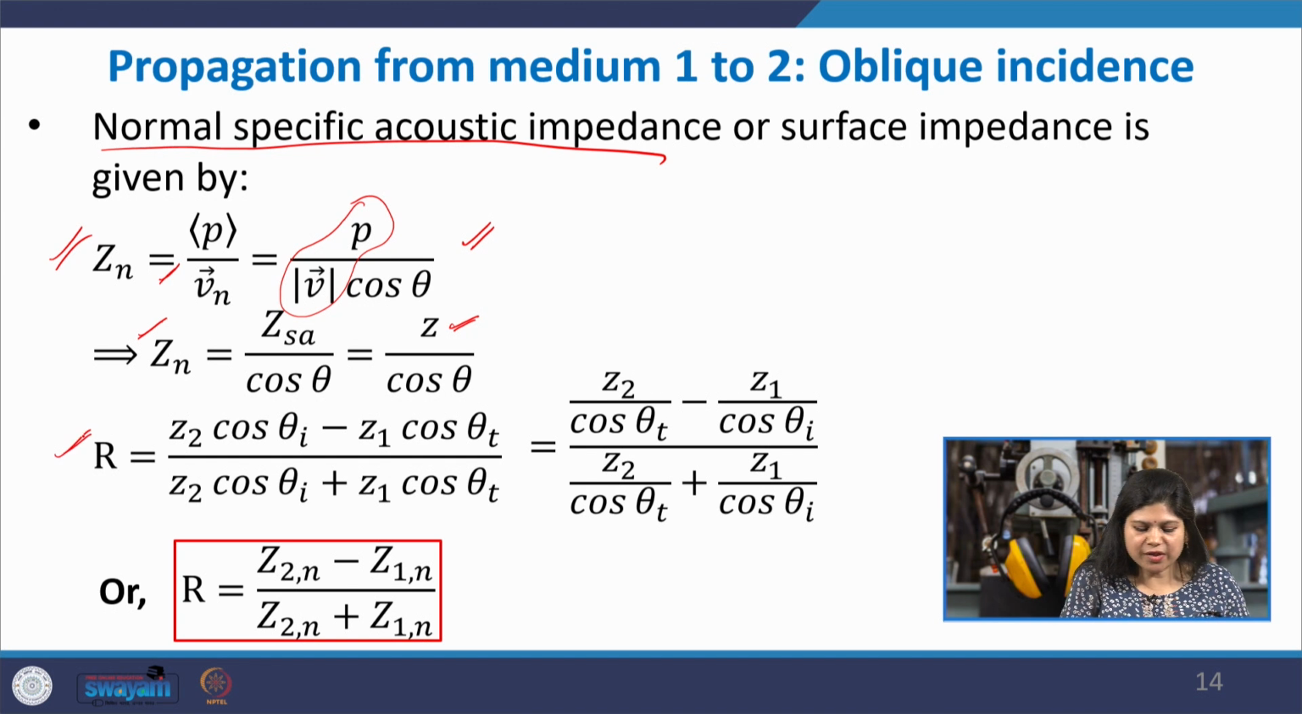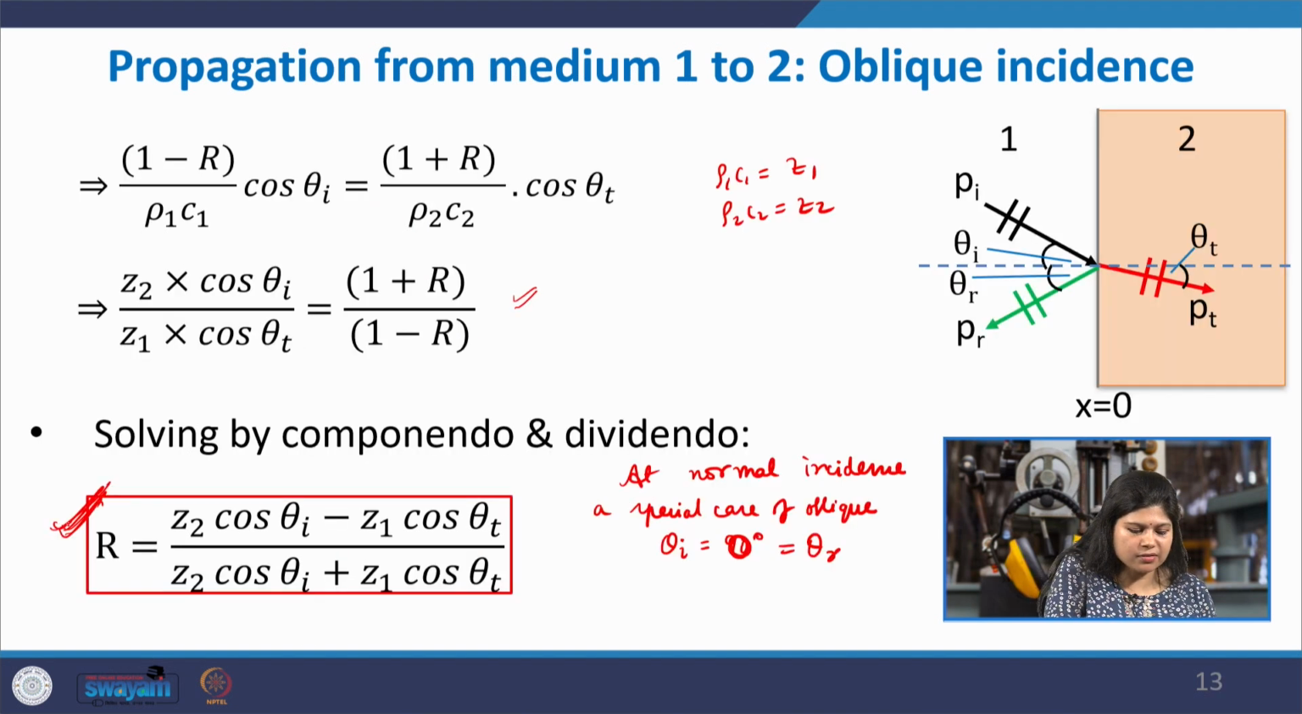The same equation that we found, if we divide by cos theta I cos theta t in the numerator and denominator, this is the expression we end up with. This is the normal specific acoustic impedance of medium 2, and this is the normal specific acoustic impedance of medium 1. So, ultimately, you get the same format as in the case of normal incidence, and this is in terms of the characteristic impedance.